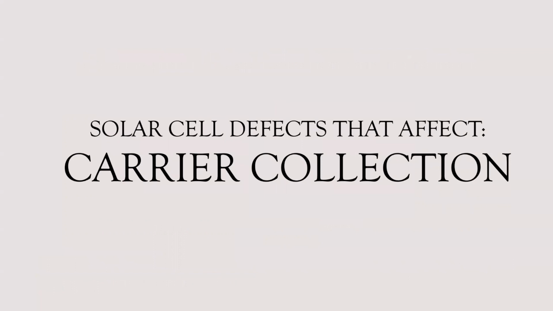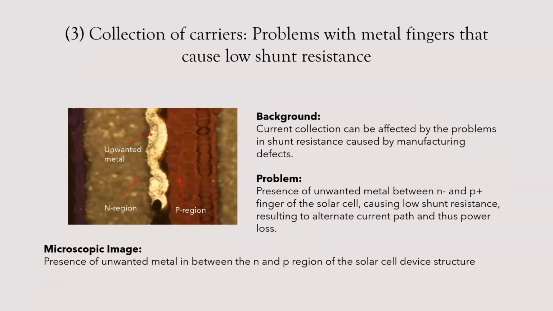The second solar cell operation that can be jeopardized by defects is the carrier collection. Solar cells can have carrier collection problems when the grids or fingers that collect the current are compromised with a defect. In this example, there is a presence of unwanted metal-like material between the PN junction of the solar cell.